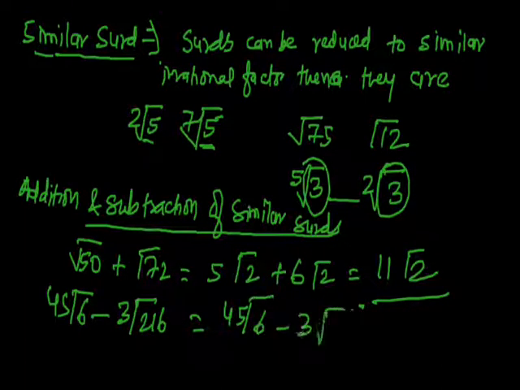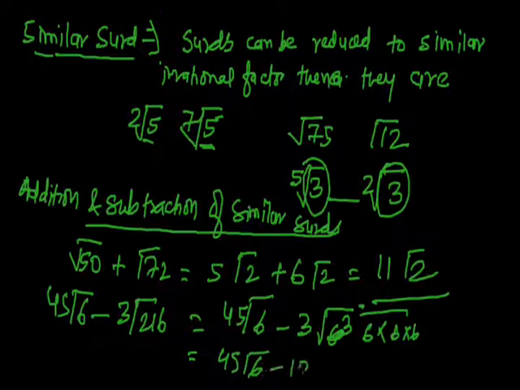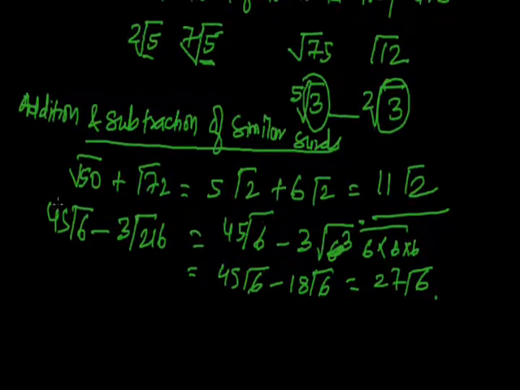Now 45√6, no problem. The second term, I can always write down as 6 की power 3, that is 6 into 6 into 6. So a 6 can come outside, and I say 45√6 minus 18√6. So this becomes 27√6. Okay. Now we can also do multiplication and division of surds.